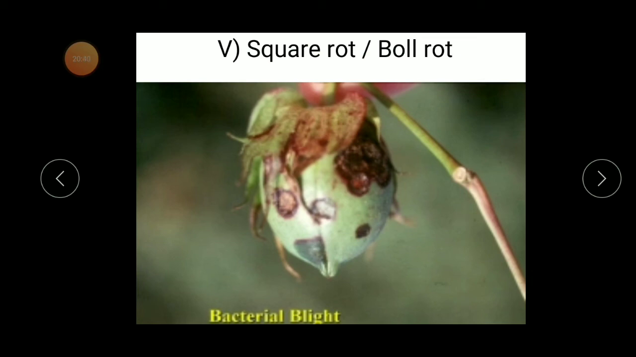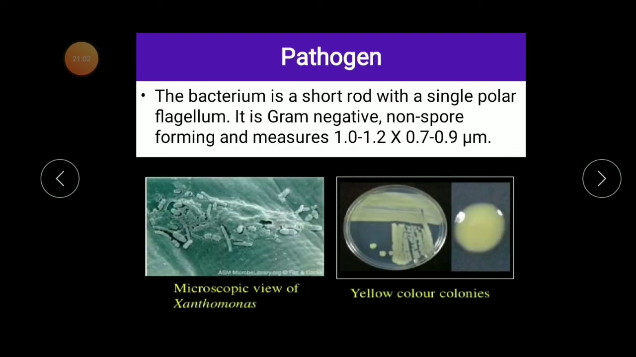The pathogen also infect the seed and cause reduction in the size and the viability of the seed. So due to this disease, the balls become rot. Eventually, they will lead to the less yield or distorted yield. So these was the symptom for this disease. Next is pathogen or etiology.